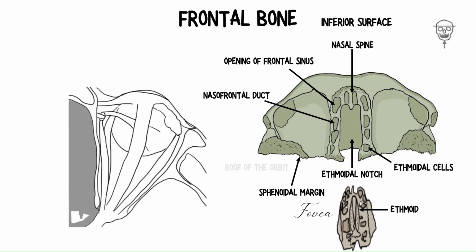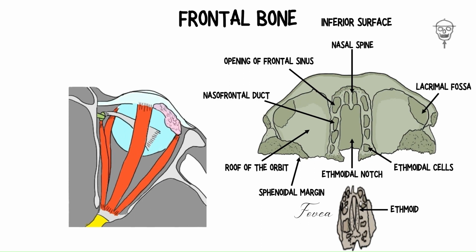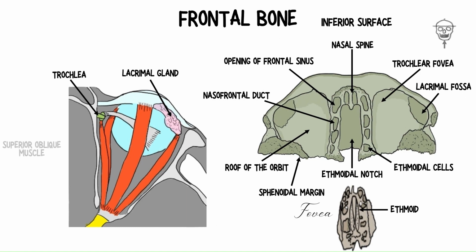Moving laterally, we see the roof of the orbit. The orbital surface of each orbital plate is smooth and concave and presents 2 depressions: the fossa for the lacrimal gland, where the lacrimal gland is located, and the trochlear fovea in the nasal side of the inferior surface of the frontal bone's orbital plate. This depression serves as an attachment site for the cartilaginous pulley of the superior oblique muscle, which is essential for moving the eye, a muscle that receives innervation from the trochlear nerve.